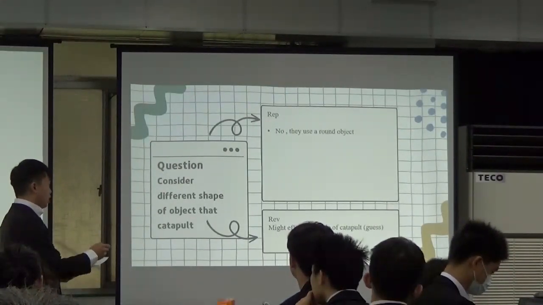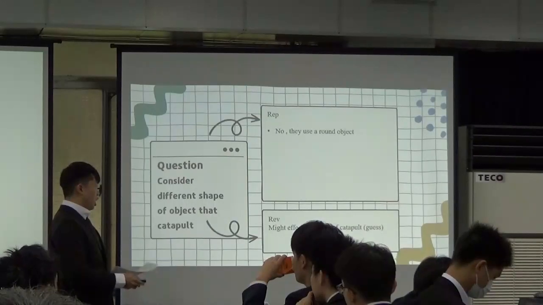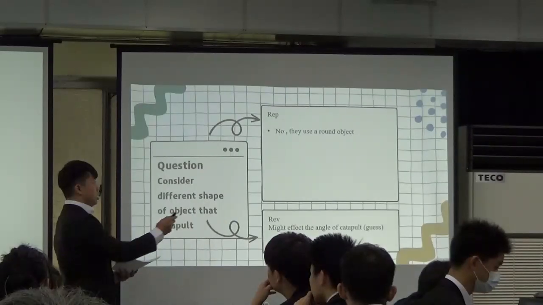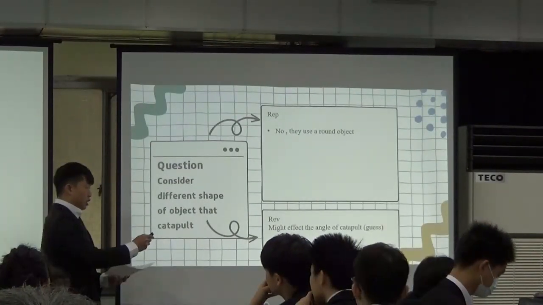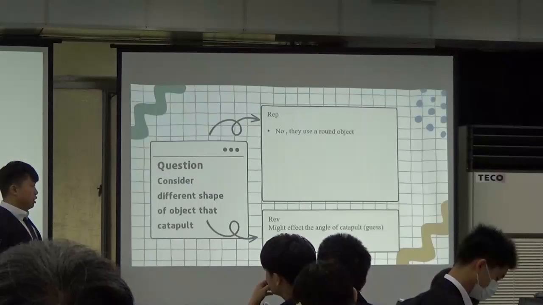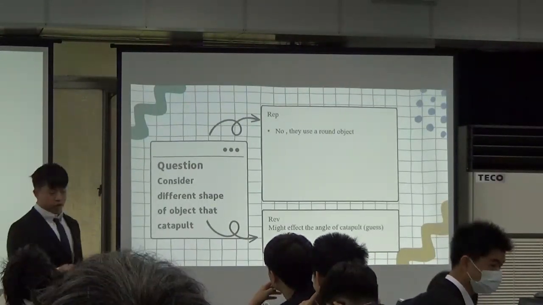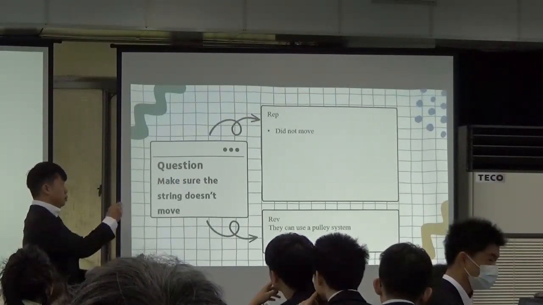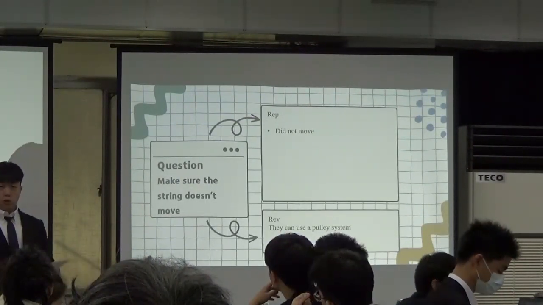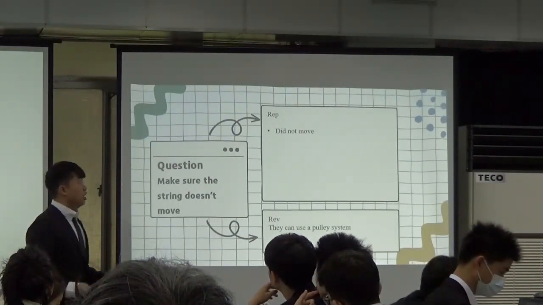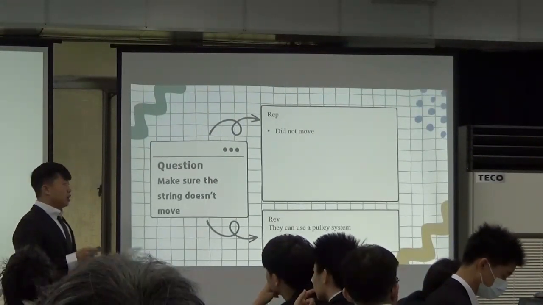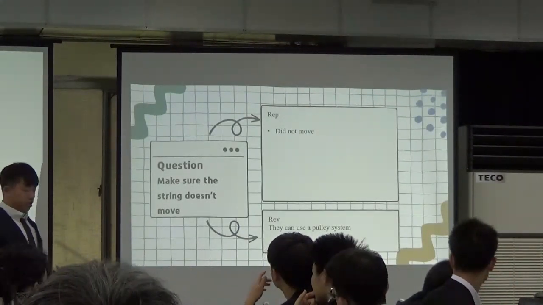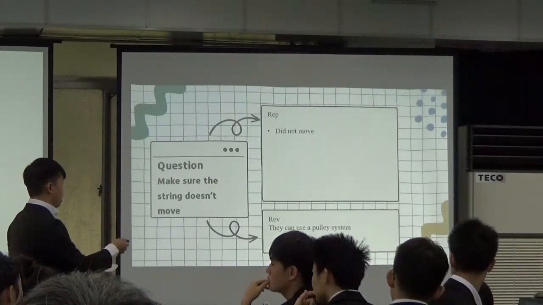And then, did they consider different shapes of object that is being catapulted away? No, but they know that they used a round object. And then the reviewer guesses it might affect the angle of catapult if you use different shapes of object. And then the opponent asked, did they make sure the string doesn't move when they cut it with scissors? And the reporter said that it didn't move, but the reviewer thinks they can use a pulley system, and then maybe it will be more stabilized, so there will not be any moving.